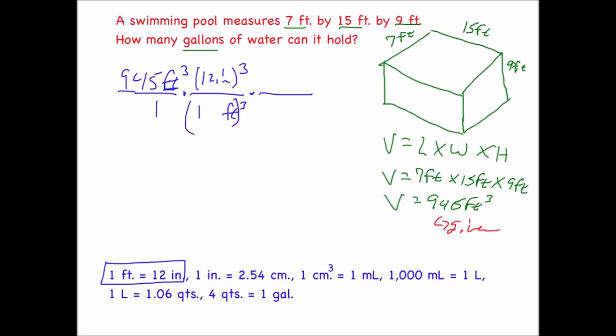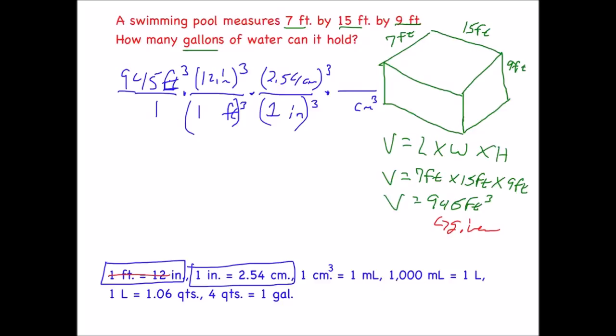So put another dot, put another bar. We're going to have inches cubed on the bottom. And then we look down here and we see that 1 inch equals 2.54 centimeters. So we're going to be able to say that 1 inch, and we're going to cube that, is equal to 2.54 centimeters, and we'll cube that also. And then we will add another dot and another bar, and we're going to have centimeters cubed on bottom.